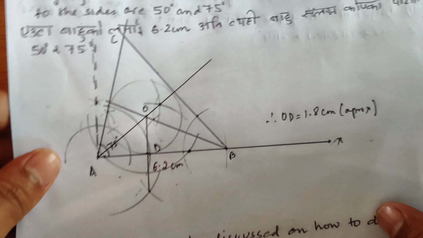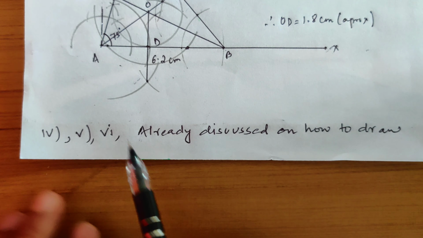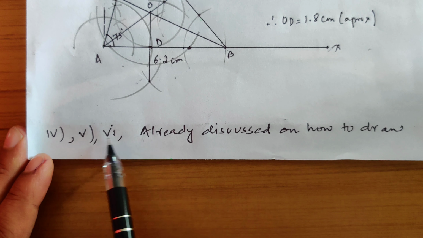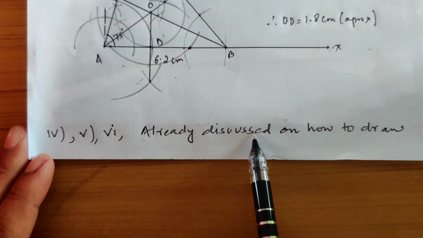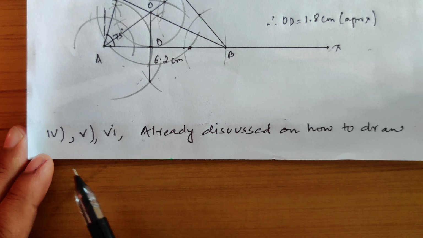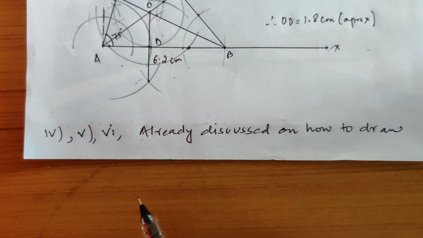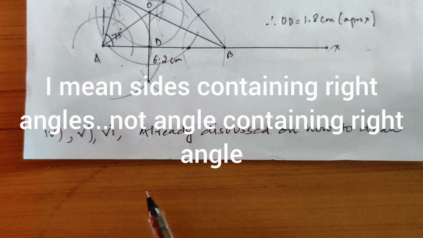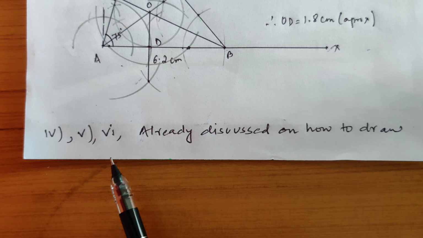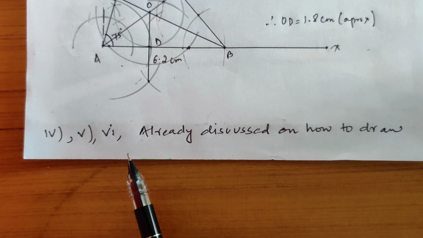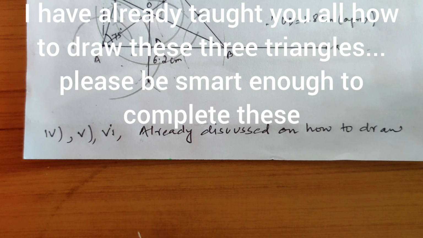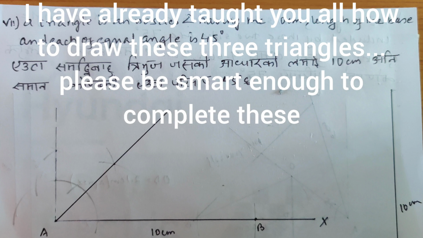Okay, now question number 4, 5 and 6. I've already discussed how to draw those kinds of triangles. I believe question number 4 and 5 is a right angle triangle. I've taught you how to draw. If hypotenuse is given, what should you draw? And if it says angle containing right angle, what you should draw. So I've already taught you. And question number 6 also, I've already taught you how to draw the triangle. So I'm not going to teach this. You need to draw it yourself.